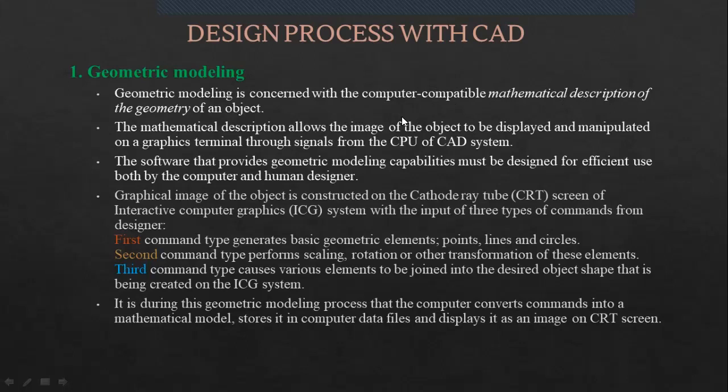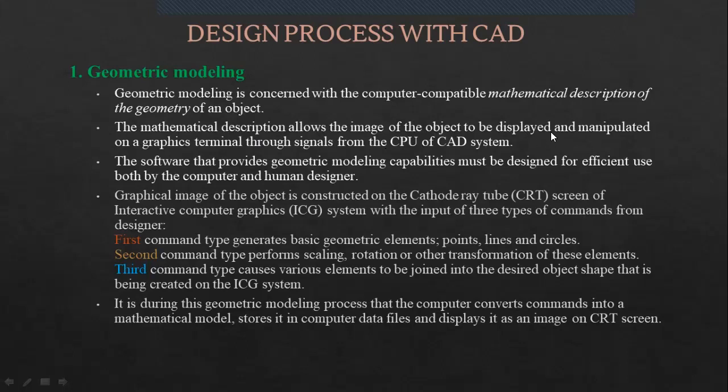That mathematical description allows the image of the object to be displayed and manipulated on a graphics terminal through signals from the CPU of a CAD system. So that mathematical description is allowing the image to be displayed on that monitor we have, right? Displayed as well as manipulated.